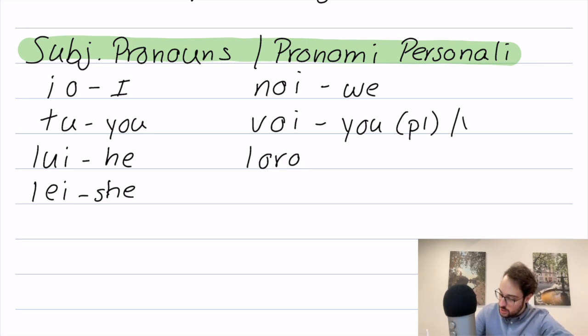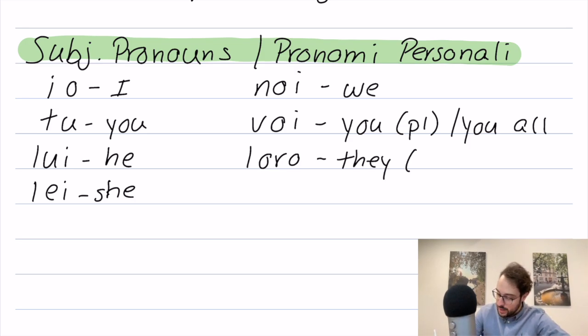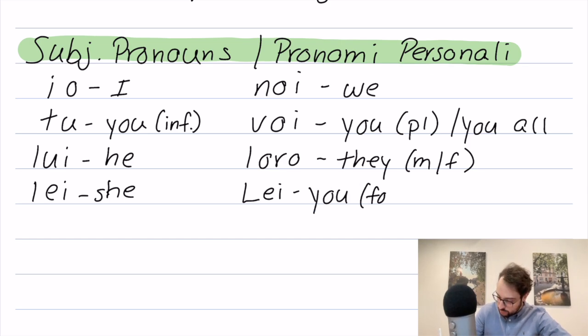So often we call this you all, or you guys. Loro is they. It's either masculine or feminine. Doesn't matter if it's a group of guys or a group of girls. We use that. Now, when you're being formal to someone, if you don't know them, this is the informal you in Italian, tu. We use lei with a capital L if you're being formal. So this is the formal. But we'll get to that. So here are all of our pronomi personali, all of our subject pronouns.